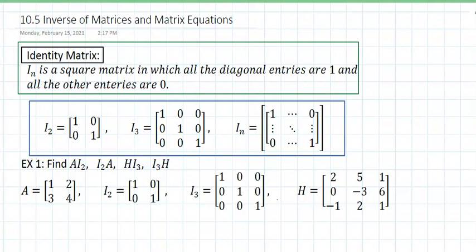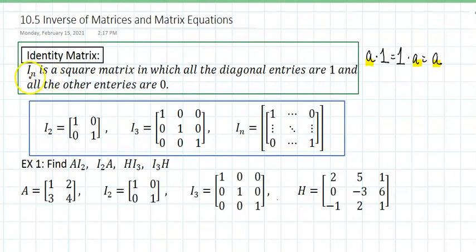Alright, 10.5 talks about inverse of matrices and also talks about matrix equations. So let's get into the inverse of matrices. To talk about that, we need to talk about the identity. The identity real number is 1, because if you take any number multiplied by 1, or 1 times any number, you get the number itself. So that's what identity means. Multiply by it and get the same value back. Multiplying by this identity doesn't change the value of whatever you're multiplying with.